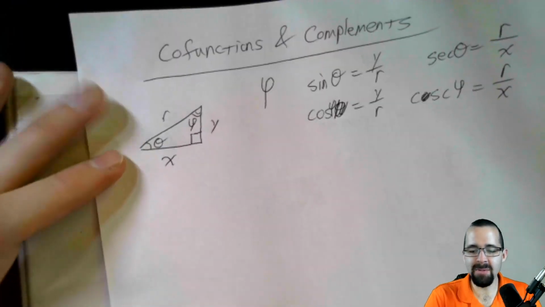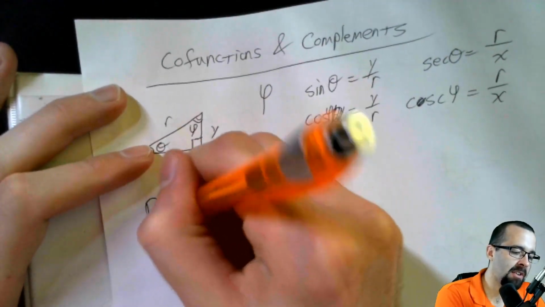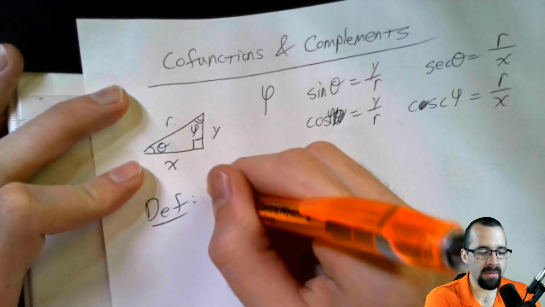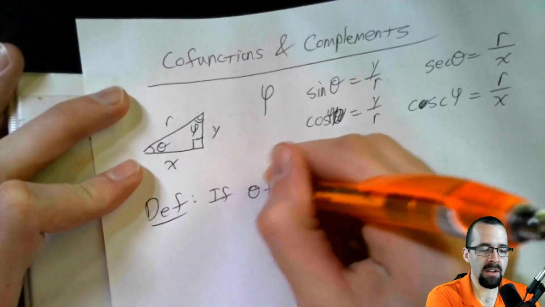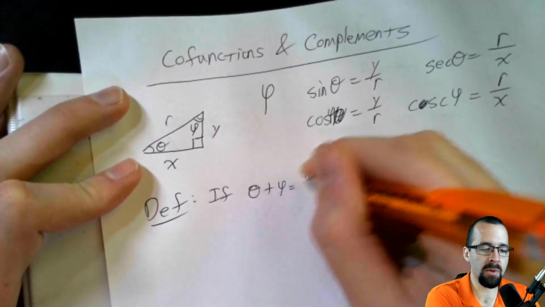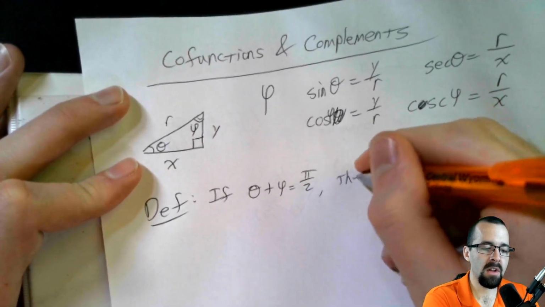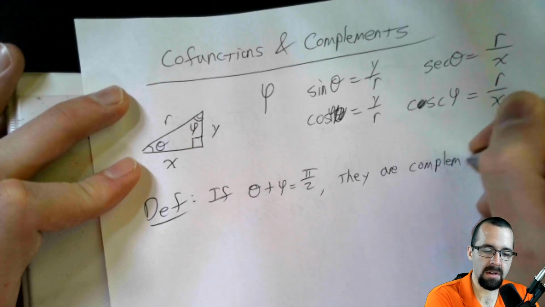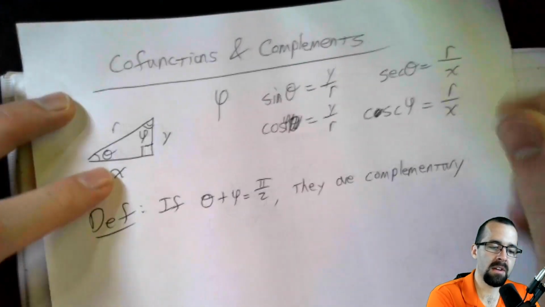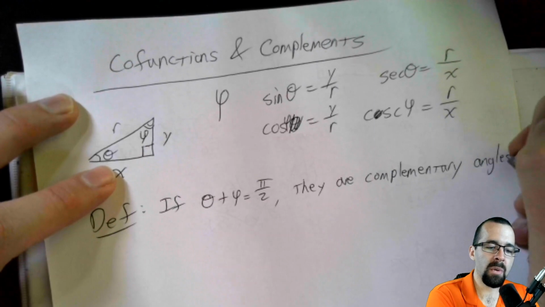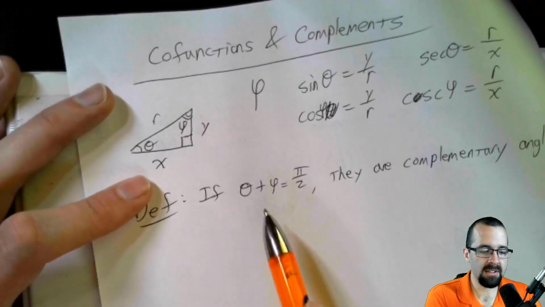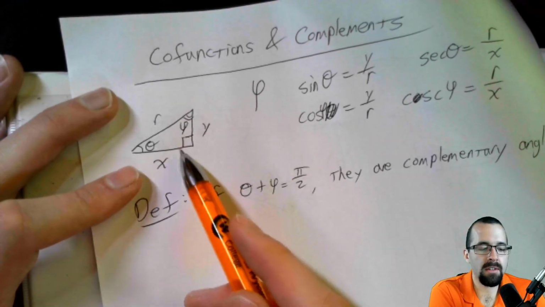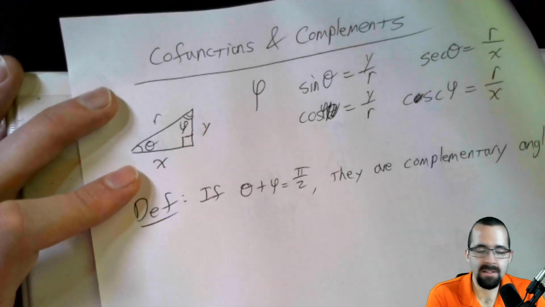Okay, so first some definitions though. We're going to define the relationship between phi and theta. So if theta plus phi equals 90 degrees, or pi over 2, we say they are complementary angles. All right. Another way of thinking about this is phi and theta are just the two angles in a right triangle that are not the 90 degrees. Okay.